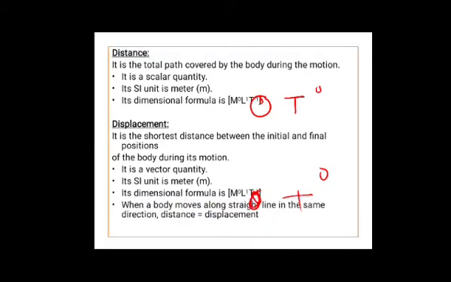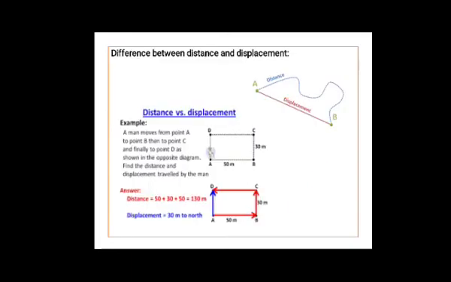Now see one more point. When a body moves along a straight line in the same direction, distance will always be equal to displacement. This point will be very clear to you when we go to the next slide.